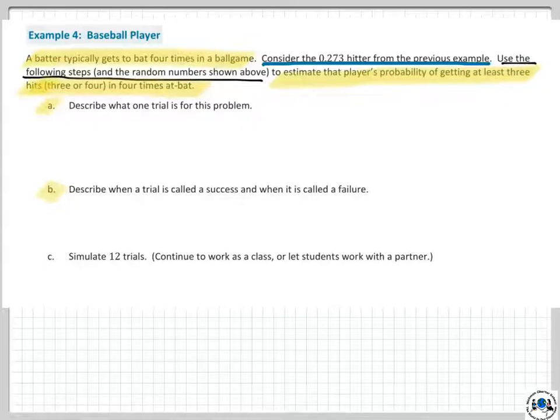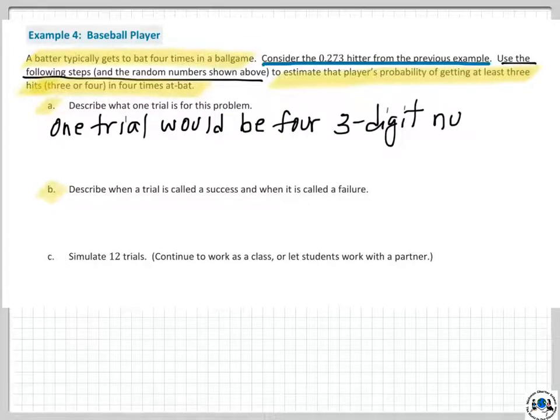Okay, so let's check how you did here on this planning phase. Describing what one trial is for this problem, if you described it, it would be something like this. One trial would be 4 3-digit numbers, circled or identified in a row, would constitute a trial.